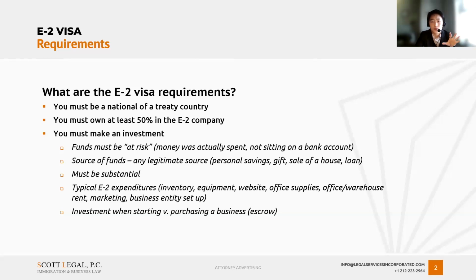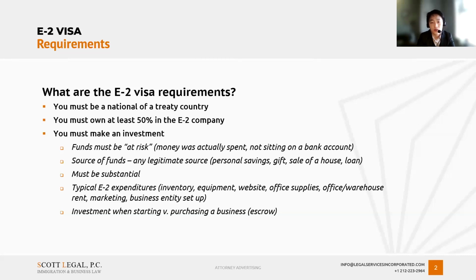Now, let's talk a little bit about the source of funds. Another part of the E-2 application is proving where you obtained the money that you use to make this investment. The requirement is that the applicant must prove that the source of the funds was legitimate. So this can be savings from your employment earnings. It can be a gift from someone you know. It can even be a loan.